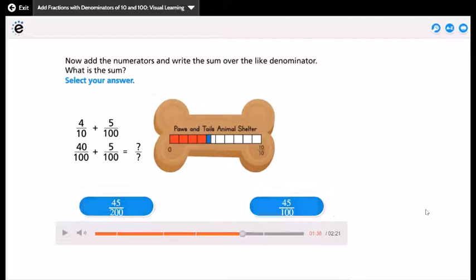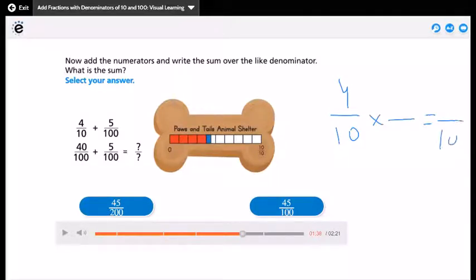Select your answer. So because we don't have same denominators, I will make the small number the bigger. The small denominator here is 10. To make it 100, what should I do? I will multiply 10 times what gives me 100? As we can see, it's 4/10. We will make it 100. So I will multiply by 10.